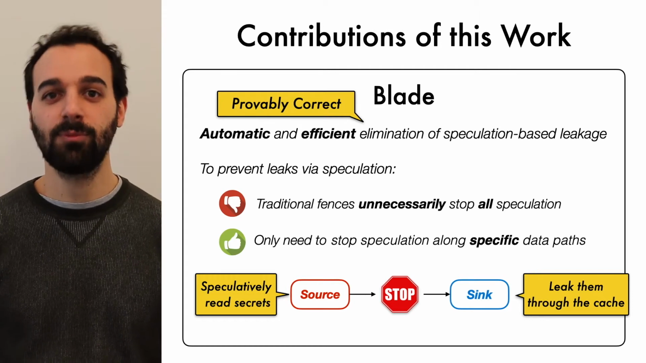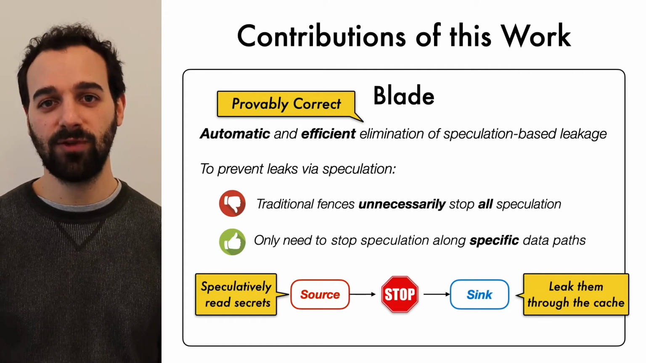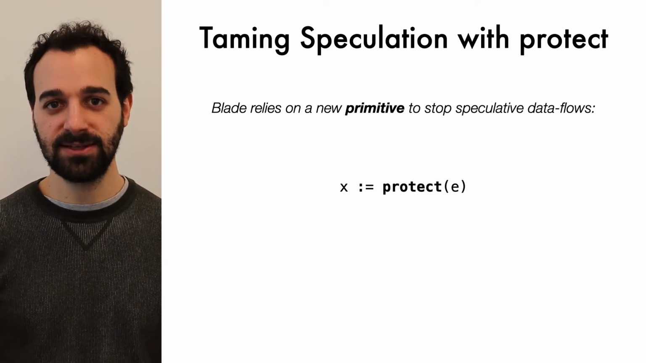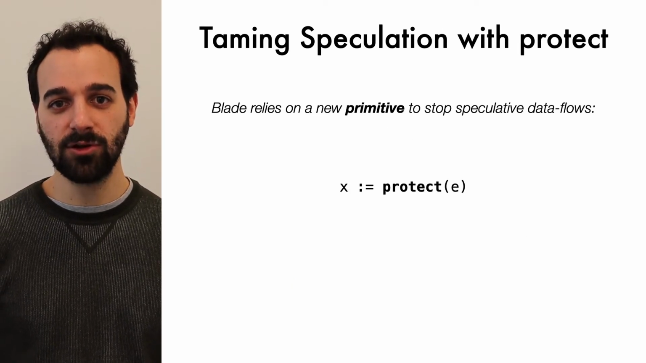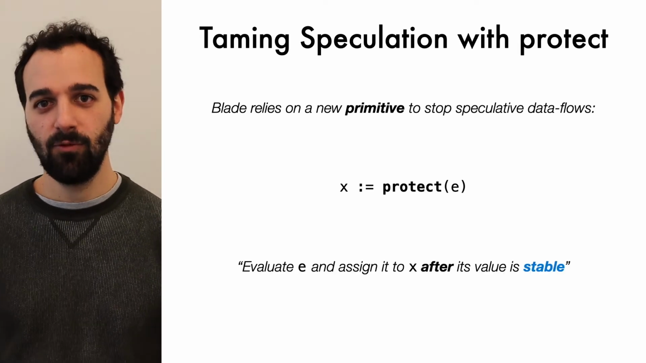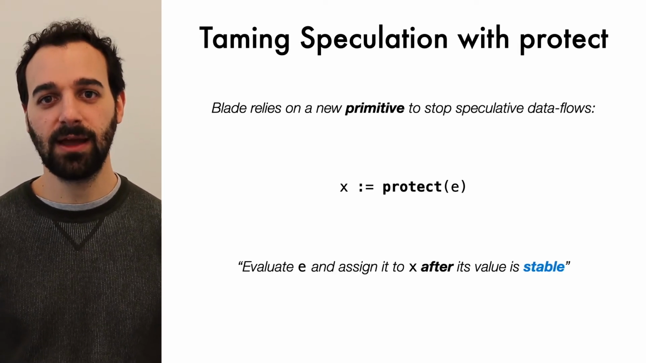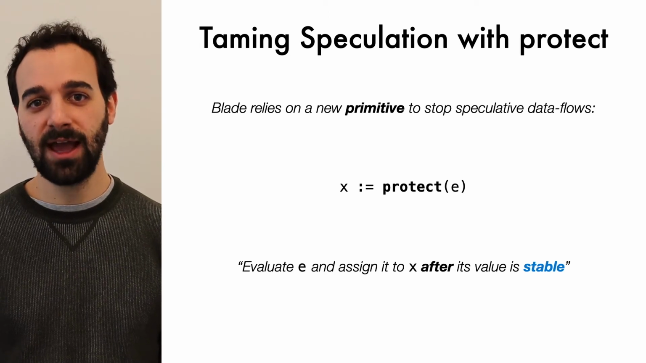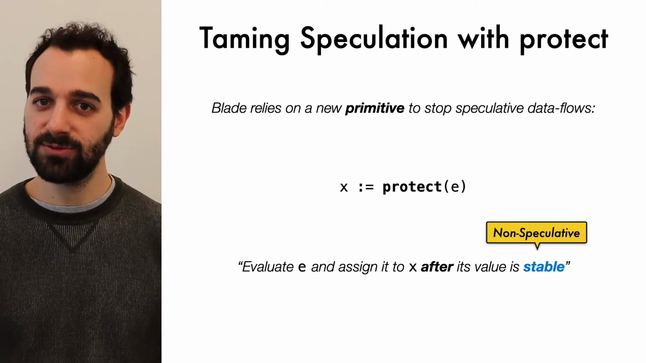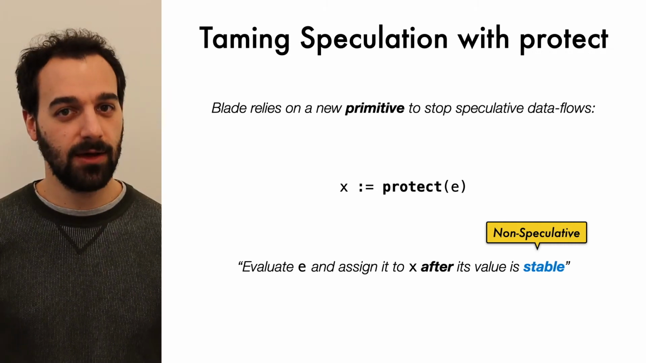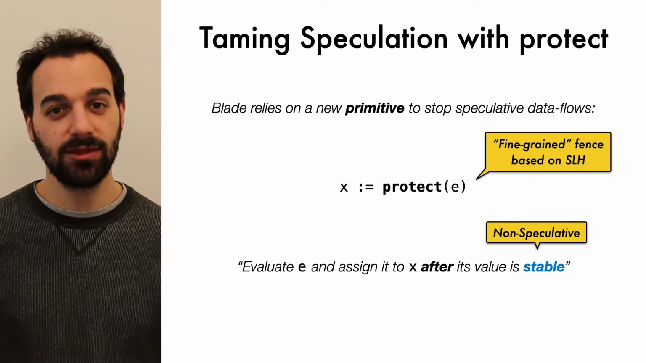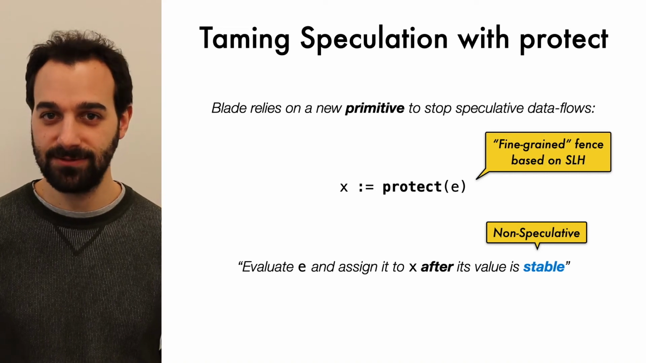To do that, we propose and formalize the semantics of a new abstract primitive called protect. Unlike regular fences, protect stops speculation only for a given variable. For example, this protect statement ensures that the value of e is assigned to x only after e has assumed its stable, non-speculative value. Craig will tell us later how we implement protect. For now, you can think of it as a fine-grained fence.